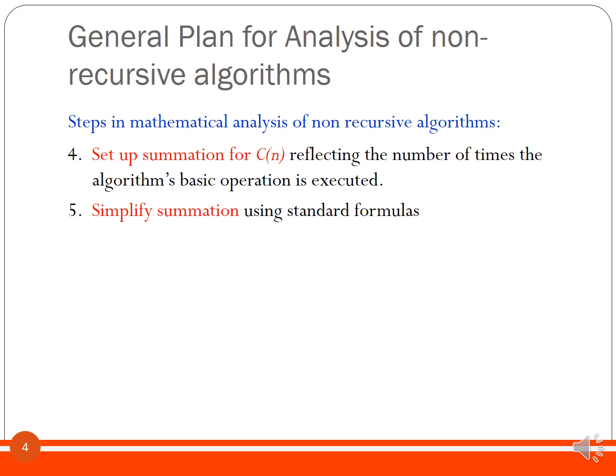So, the general plan for analysis. After identifying the basic operation, we write a mathematical summation representing how many times it executes. Finally, we simplify the summation using standard mathematical formulas. From the simplified expression, we identify the algorithm's efficiency class such as big O of n, big O of n square and big O of log n.